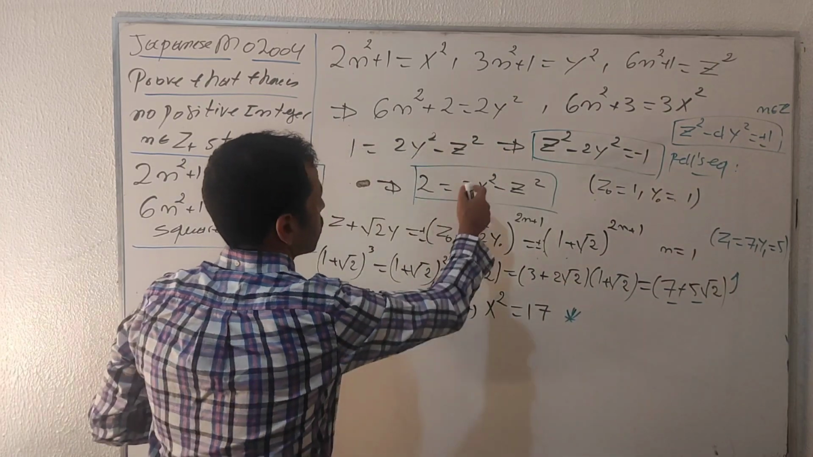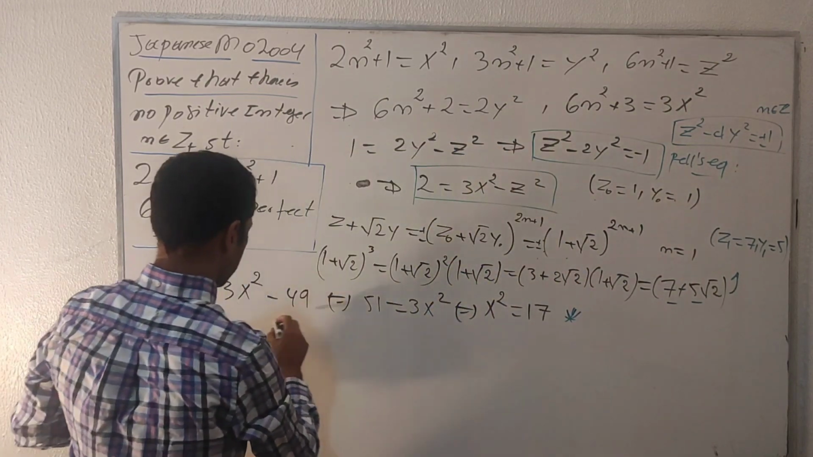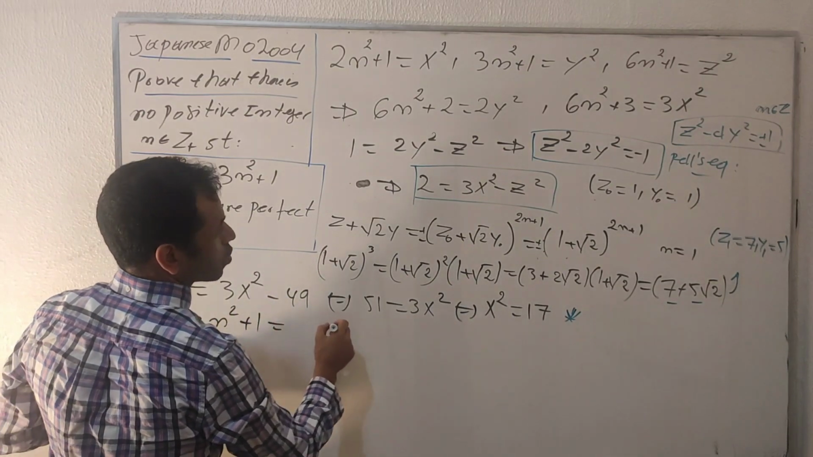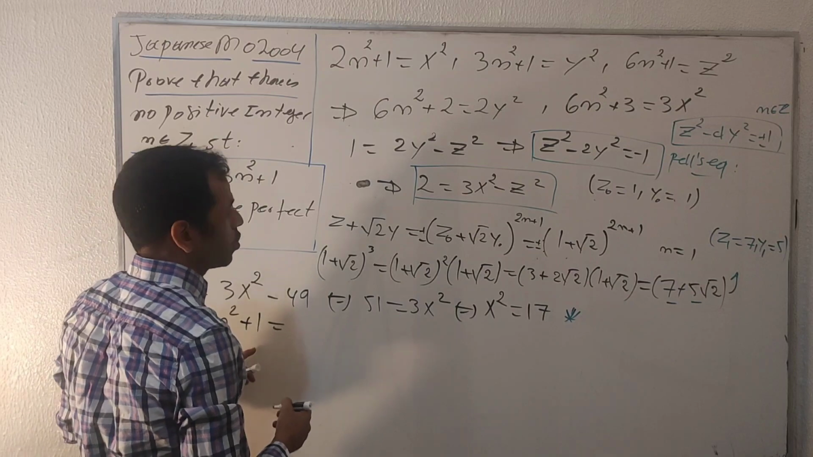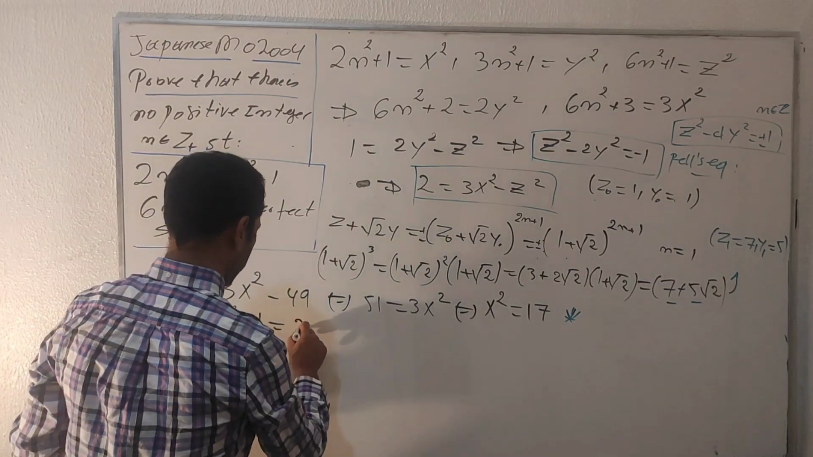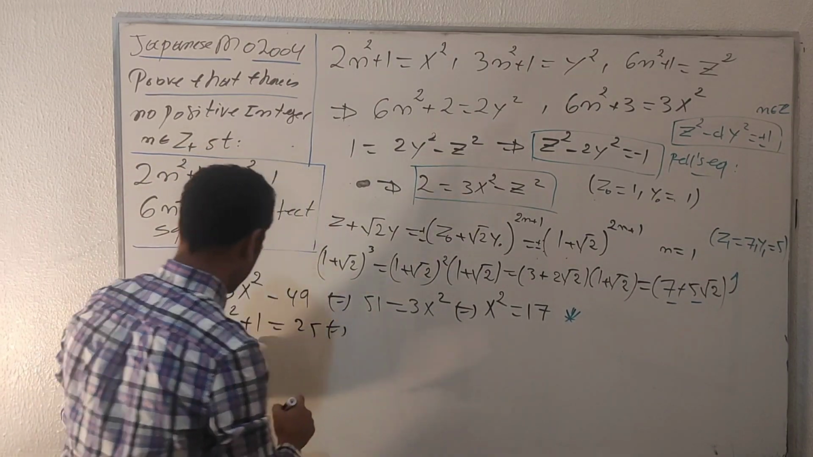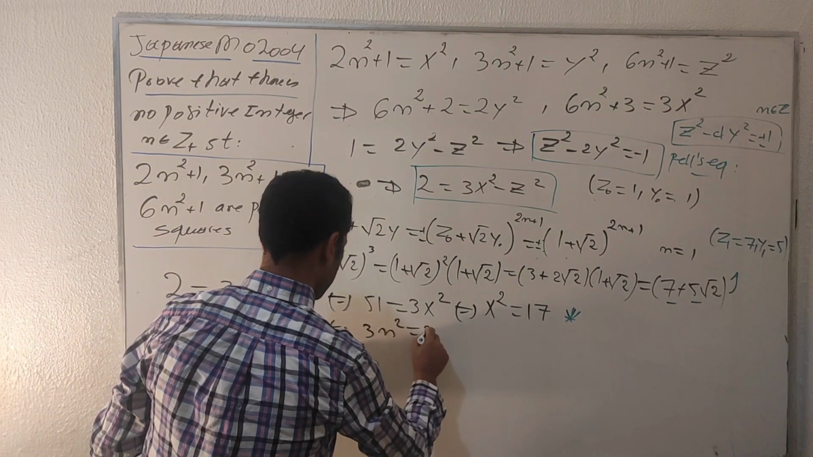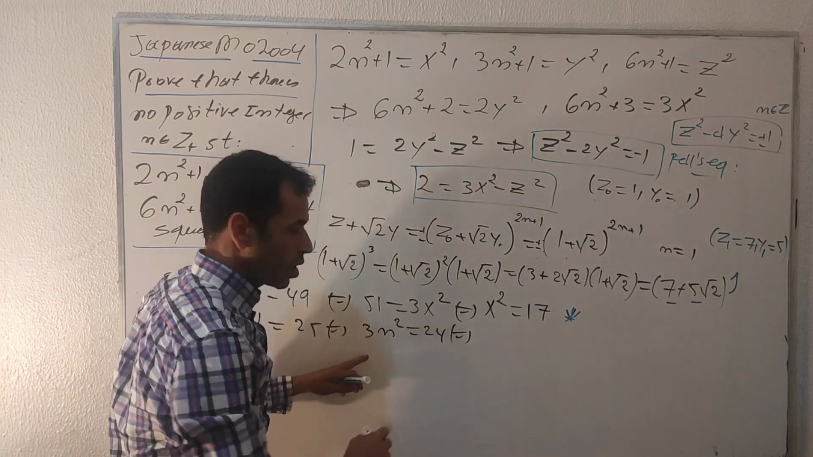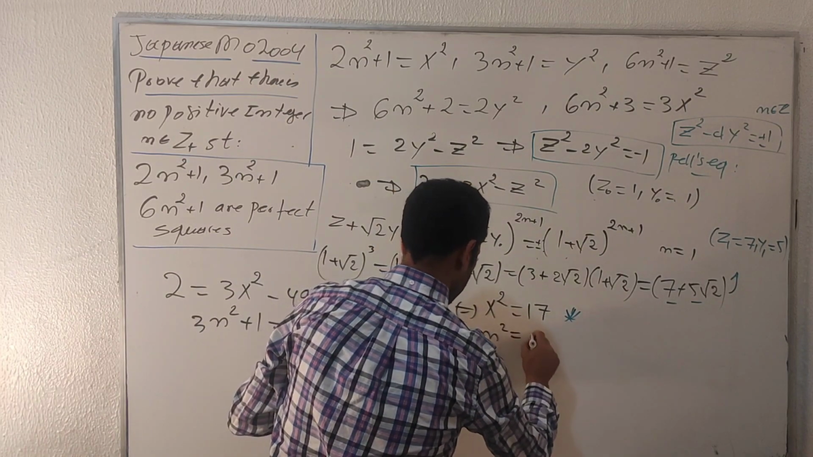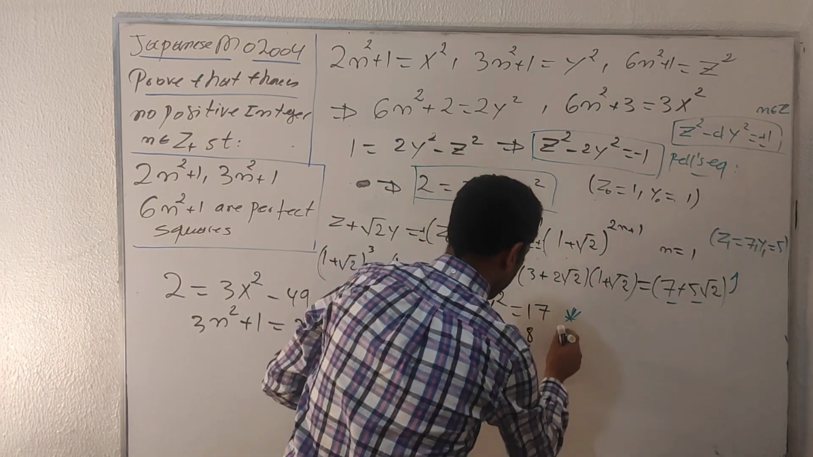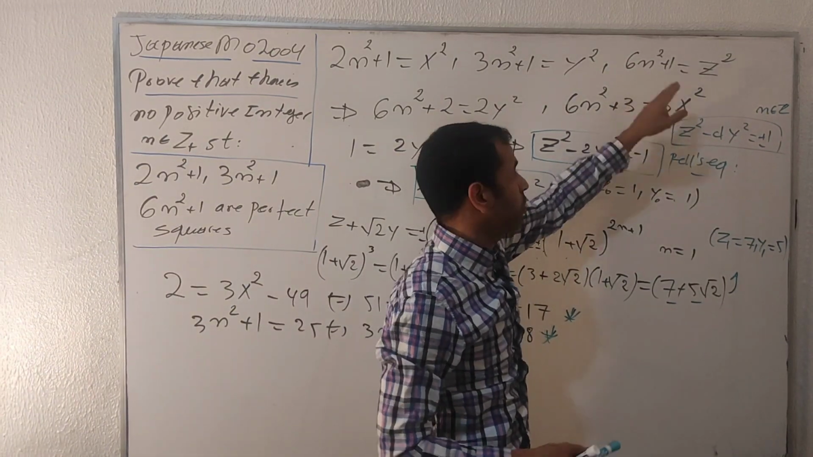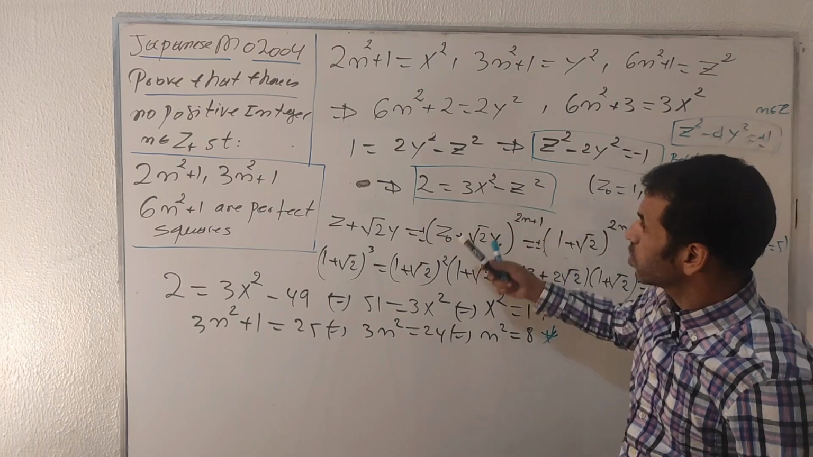So I have the same thing here. If I plug this in here, I get 3n squared plus 1 equals y squared. Y squared, which is 5 squared, which is 25. Simply moving this 1 over to the right, I get 3n squared equals 24. Dividing both sides by 3, I get n squared equals 8, which is not a perfect square. Even this equation is not going to be satisfied. Now we have proven this one.